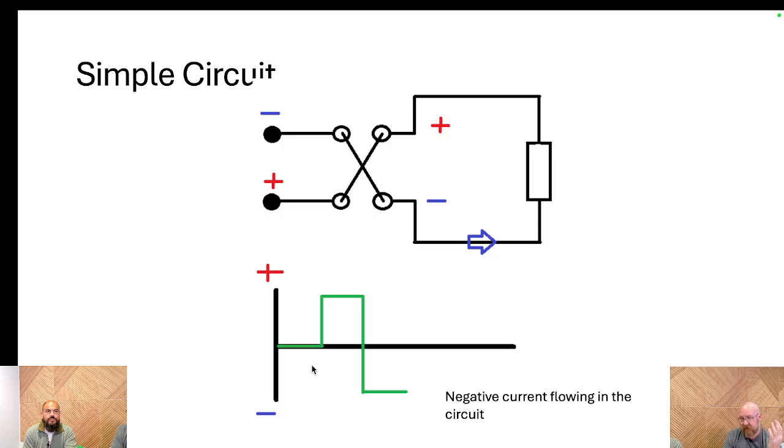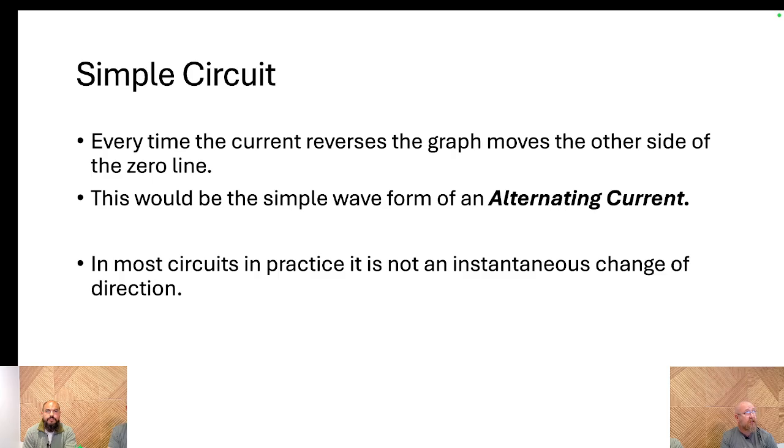Now, when we get this, we've got part of a waveform here. It moves to the other side of the zero line. And this would be a very simple waveform of alternating current. It's called a square wave.